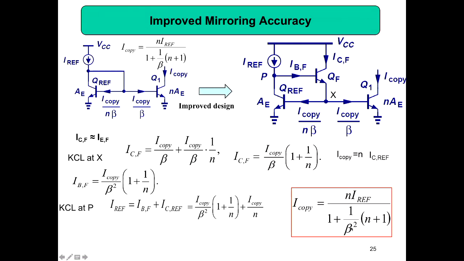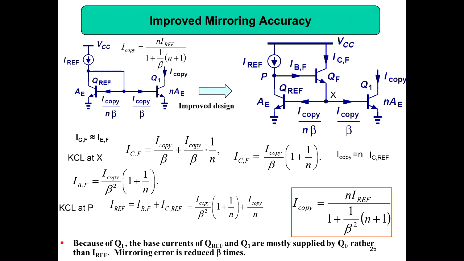Because now you can see, because of beta square, beta may be 100, then beta square is 100 squared. So you are much better. This circuit is much better, and this value will be approximately equal to your I reference. Second thing is this current is limited, what you are tapping directly, and then you can't connect to so many transistors, because this current will not be able to provide bias for all the transistors. But here this current is 100 times more, maybe, because your beta is 100. So you can connect more transistors. Because of QF, the base currents of Q reference and Q1 are mostly supplied by QF rather than I reference. Mirroring error is reduced by a factor of beta.